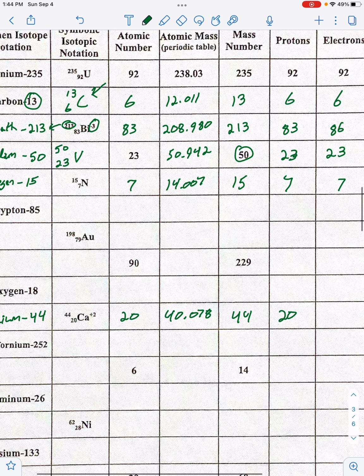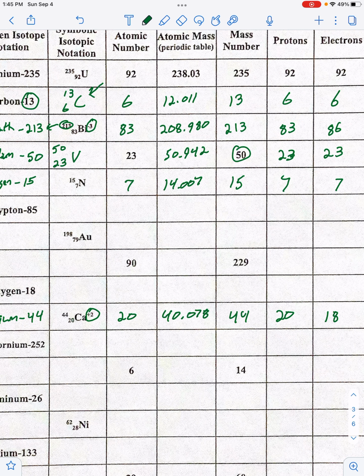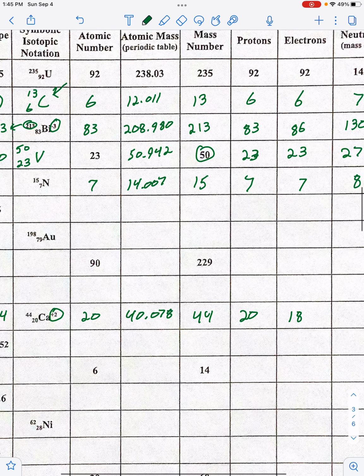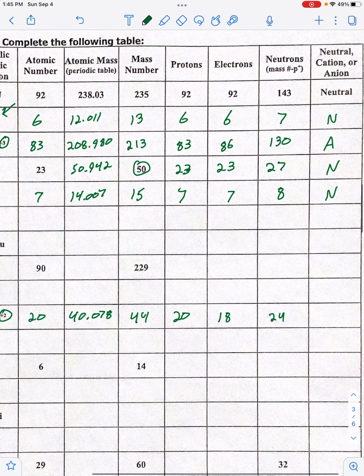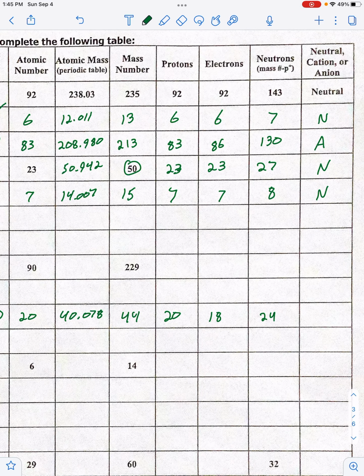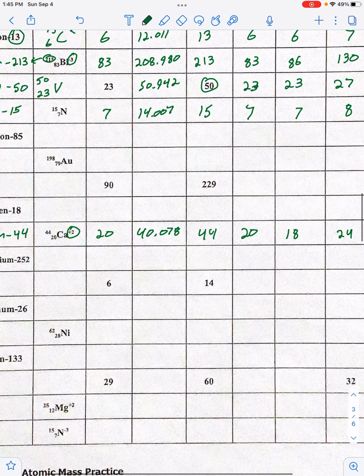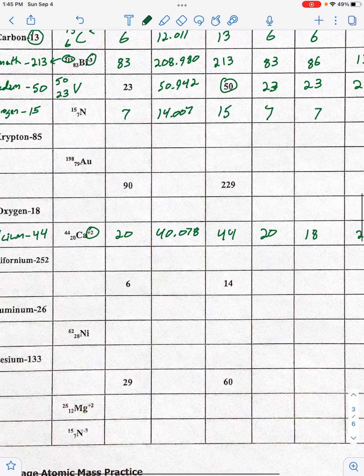Now my electrons is where I have to pay attention. As you see that +2, that means I have more protons than I do electrons. That means I have more positives than negatives. So you're going to subtract 2 from the 20. That gives me 18 electrons. Okay, neutrons still the same, top number minus bottom number, so 44 minus 20 is going to give me 24 neutrons. And would this be a neutral, cation, or anion? So remember there's a T in the middle, kind of looks like a plus sign, so this would be a cation.